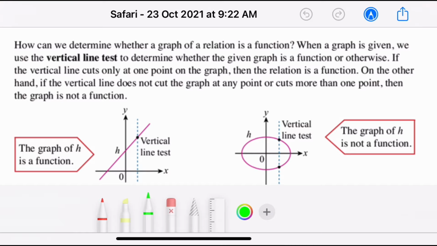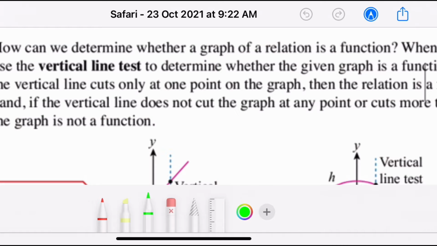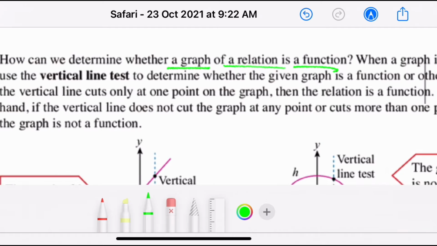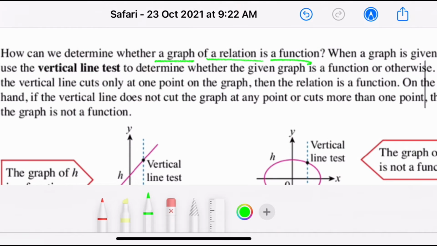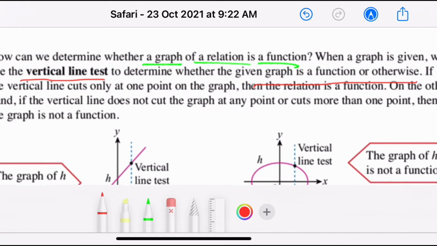Textbook number 3: how can we determine whether a graph of a relation is a function? When a graph is given, we use the vertical line test. We use a vertical line test to determine whether the given graph is a function or otherwise.